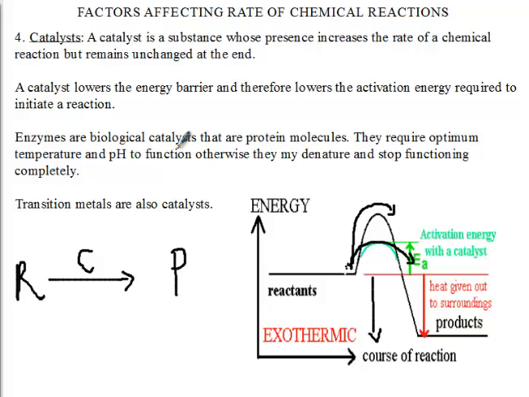Enzymes are biological catalysts. Now enzymes are protein molecules. We learned that proteins are made up of several amino acids. So enzymes are protein molecules that are biological catalysts. They are biological catalysts because they are found in living systems, and their actions help increase the rate of certain reactions. Now before they can act and act well, they require optimum temperature and pH.